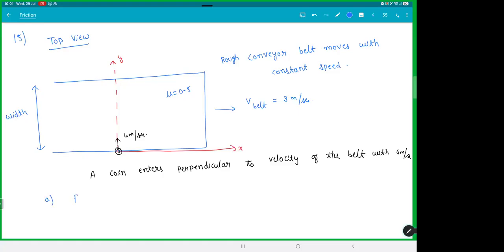The first question: find the minimum width of the belt so that the coin does not come from the other side. I don't want the coin to go and fall out from the other side. Find the minimum width so that the coin does not cross the belt. It should not go to the other side. The second part: if the coin does not cross the belt, find the minimum speed of the coin.